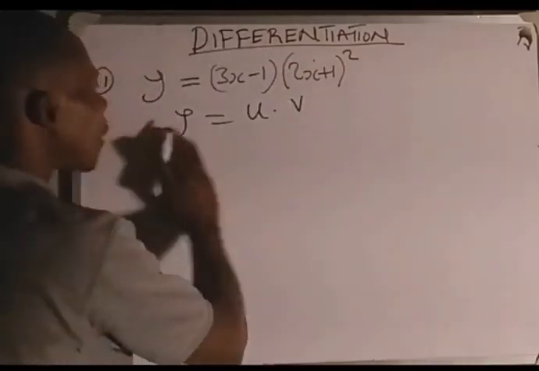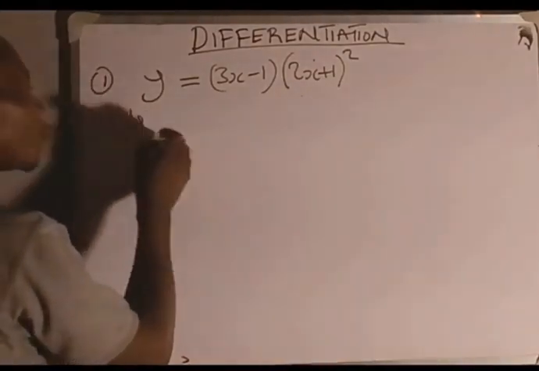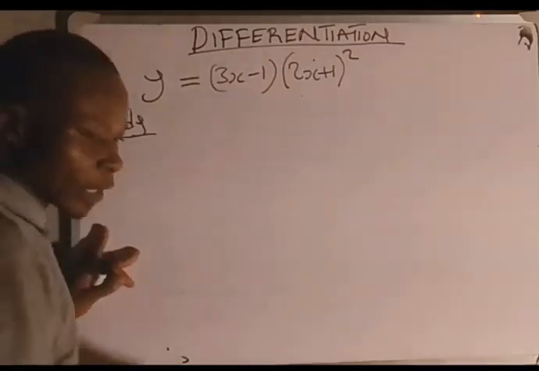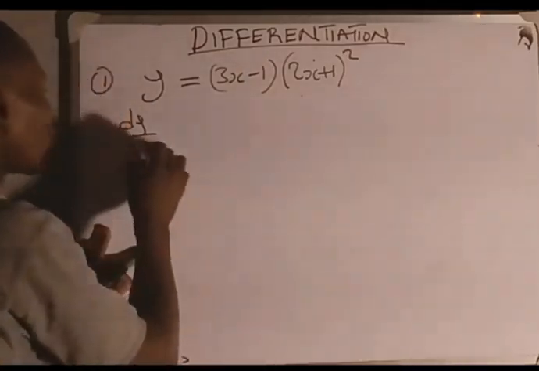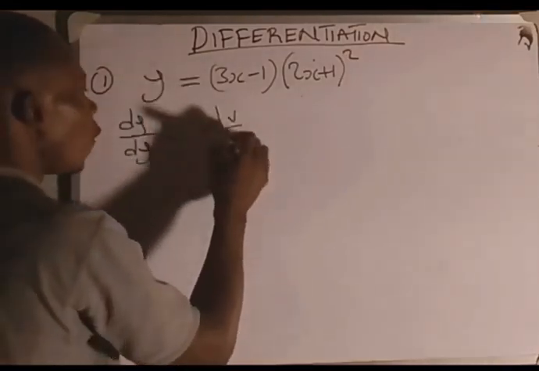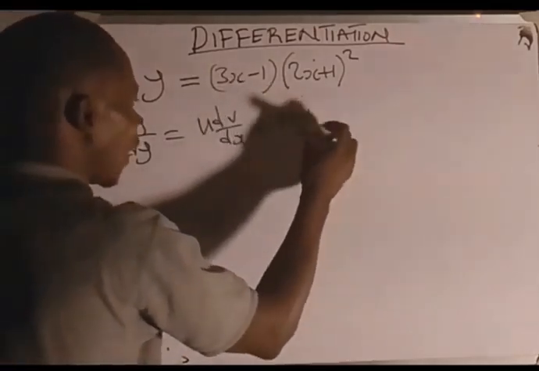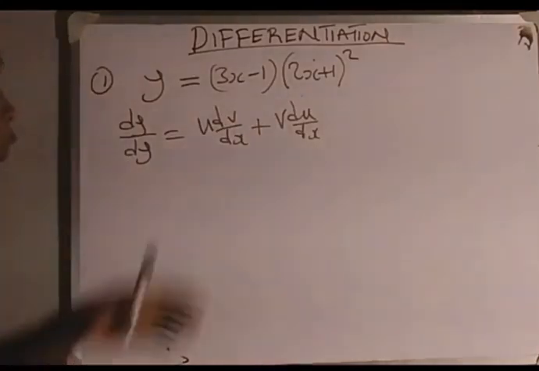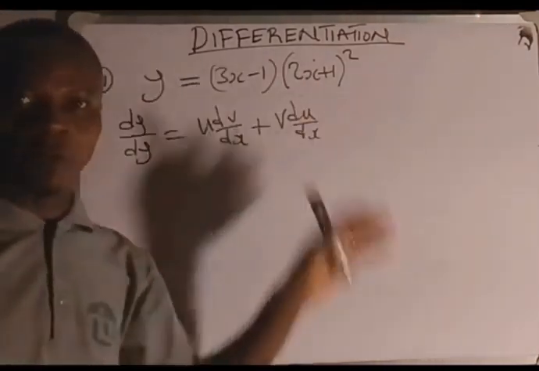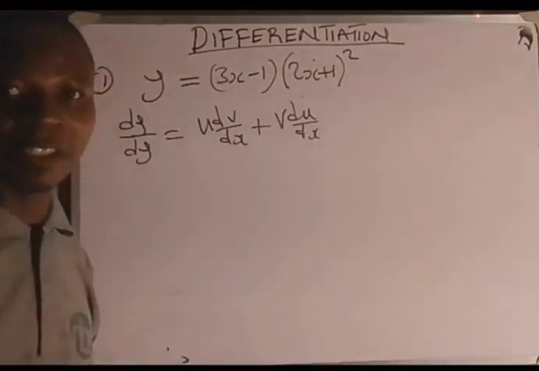But before we solve it that way, we will remember the formula I stated previously. You can check my previous recap that dy over dx is equal to u dv over dx plus v du over dx. So if you have any question in the form of a product, this is how you handle questions like this. This is the formula we use.